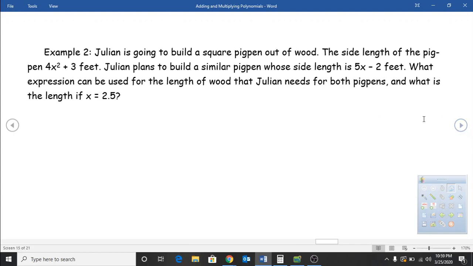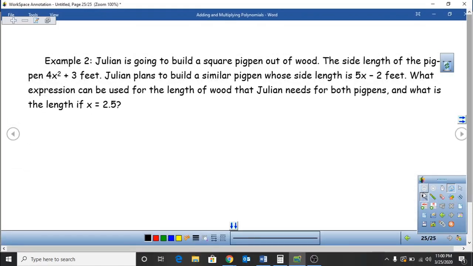So here's another perimeter example. It moves. Here we go. Julian is going to build a square pig pen out of wood. The side length of the pig pen is 4x squared plus 3 feet. Julian plans to build a similar pig pen whose side length is 5x minus 2 feet. What expression can be used for the length of wood, because this is being built out of wood, that Julian needs for both pig pens, and what is the length if x equals 2.5?